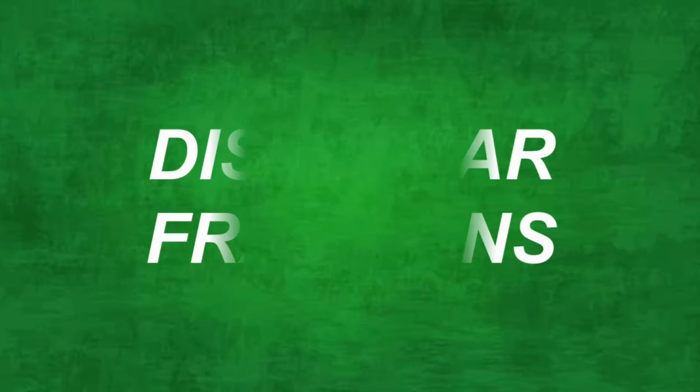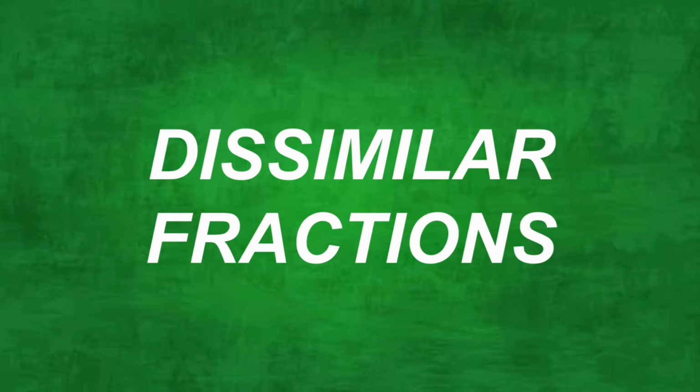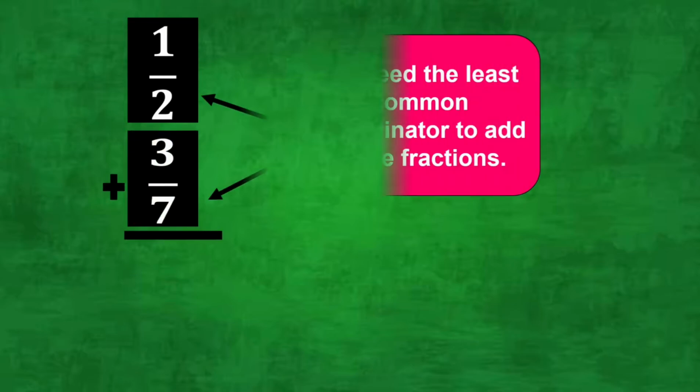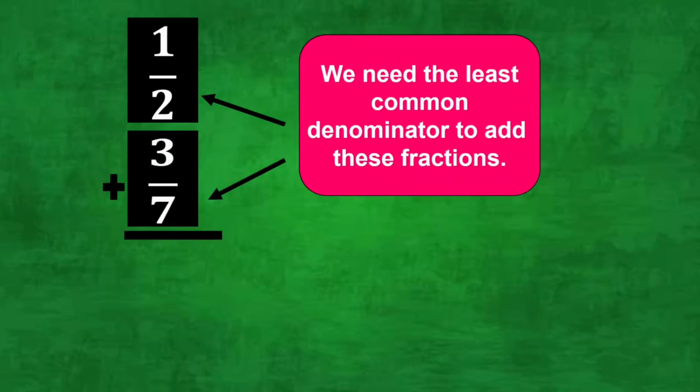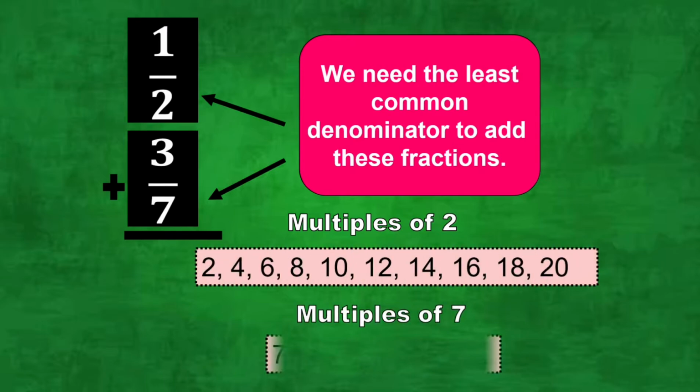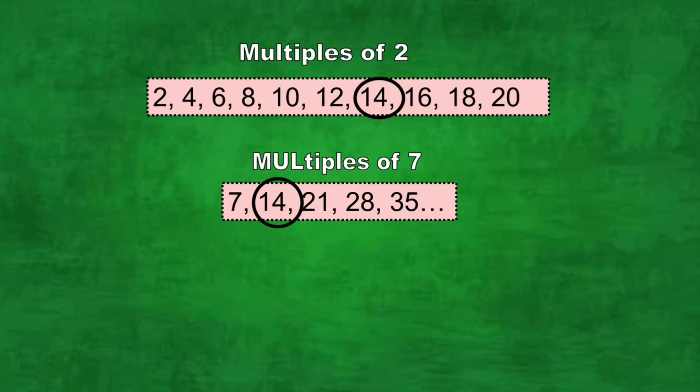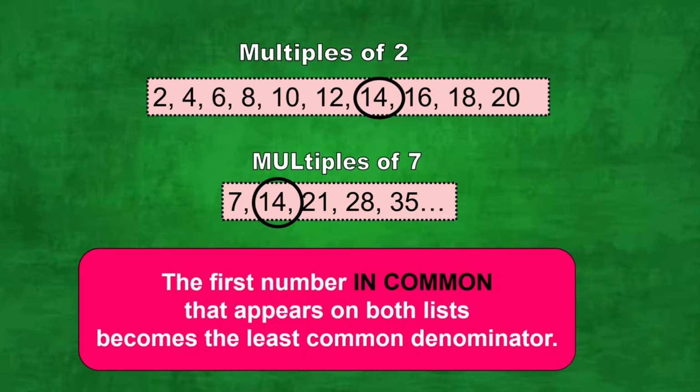Now, how do we add or subtract these dissimilar fractions? Let us have 1/2 plus 3/7. We need the least common denominator to add these fractions. Now, how do we find the LCD of these fractions? Very good. We are going to list the multiples of 2 and 7. Now, the first number in common that appears on both lists becomes the least common denominator. Now the LCD is 14.